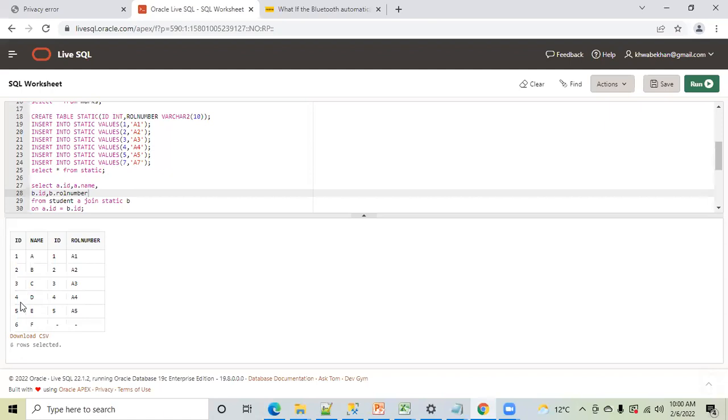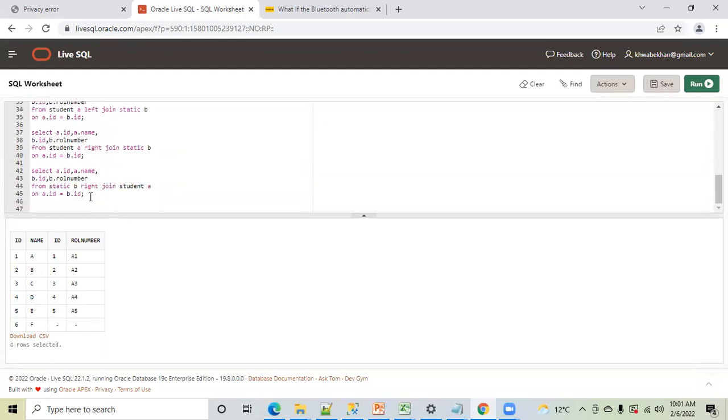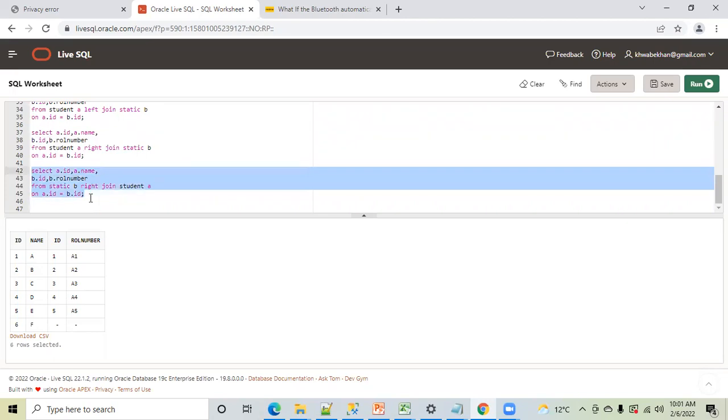Now the thing is, this is about left and right outer join. Guys, not speaking, please go on mute. Now here you can see that we're getting ID 6. But suppose someone told me that I want this missing roll number as well. You can see this roll number A7 is missing here, no? Now the requirement is that I want the ID which is present in the student table but not present in the static table, and the roll number which is present in static and not present in student. It means I want all the data from both the tables, whether it is matching or not matching. So for that you have to use full outer join.